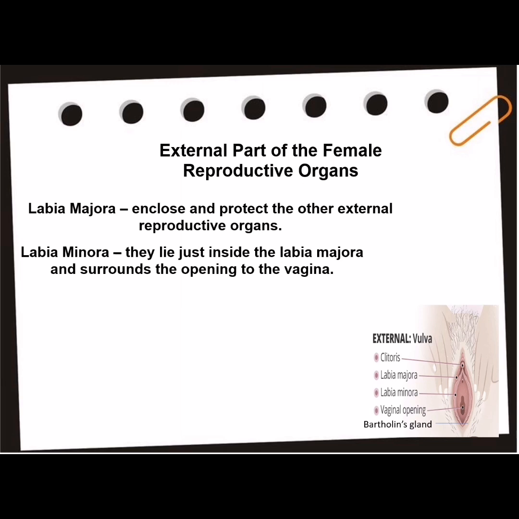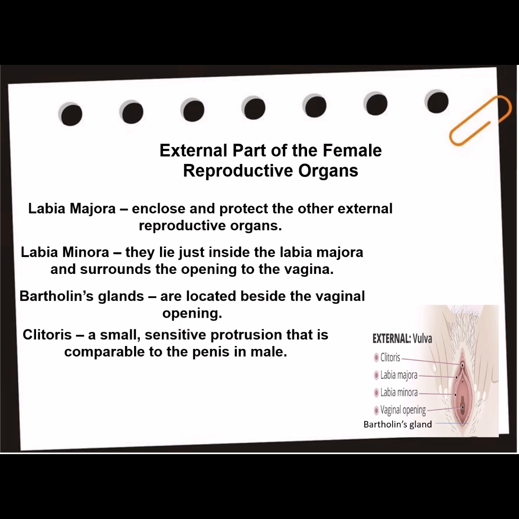Next is the labia minora, literally translated as small lips. The labia minora can be very small or up to 2 inches wide. They lie just inside the labia majora and surround the opening to the vagina. The next one is the Bartholin's glands. These are glands located beside the vaginal opening and produce a fluid or mucus secretion. Lastly, we have the clitoris.